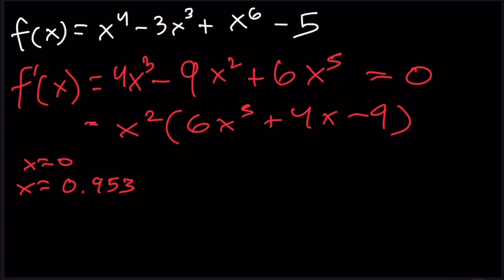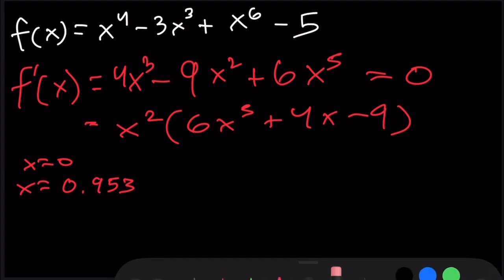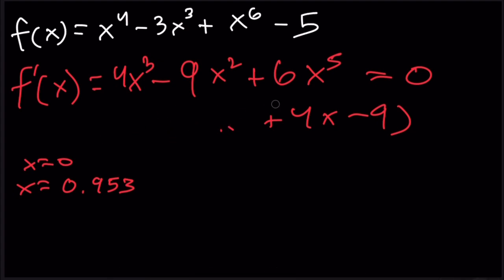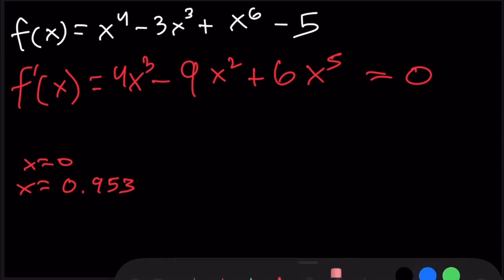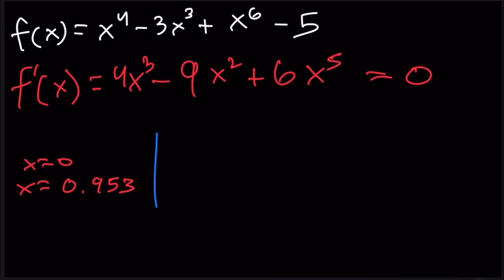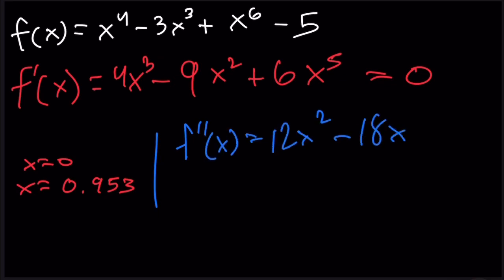And from here, something we can do to figure out whether it's a minima or a maxima, let me just erase this, is we can use the second derivative test, right? So the second derivative, let me write that in blue. The second derivative is going to be f double prime of x equals 12x squared minus 18x plus 30x to the 4th. And we can see that f double prime of 0 is going to equal 0.